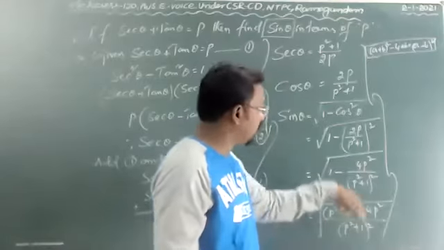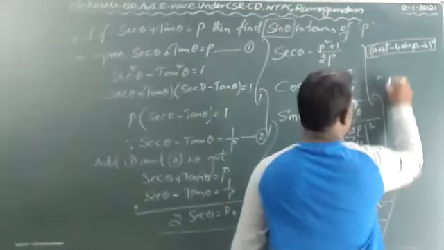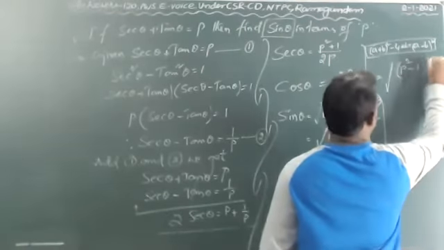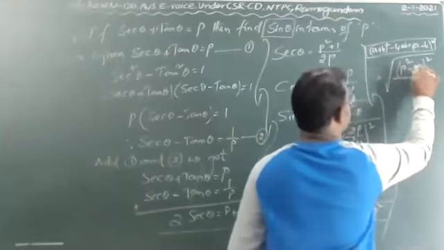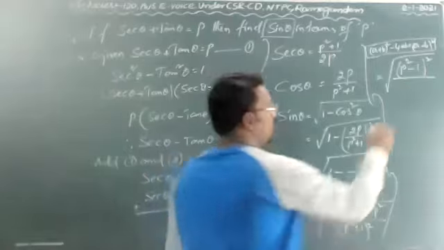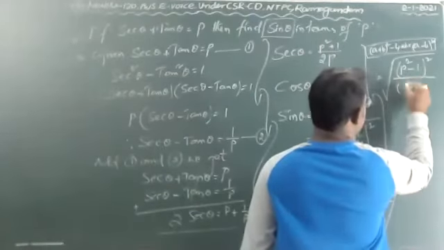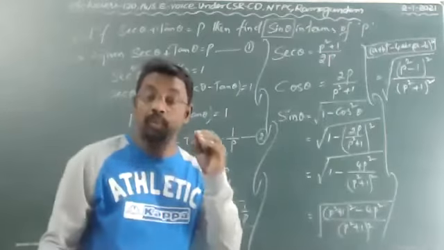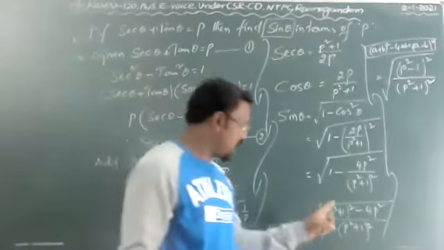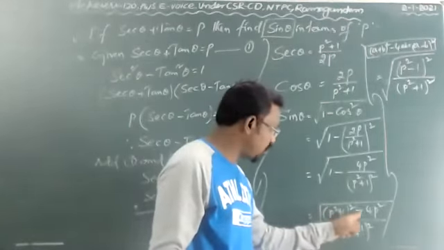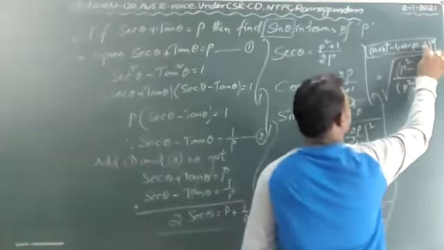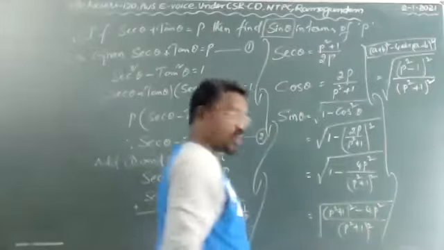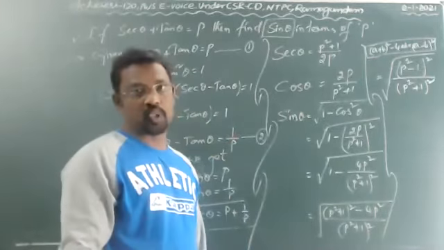So now you can write the next step as with root, a minus b whole square. Denominator is the same, that is p square plus 1 whole square. Numerator I reduced like this: a plus b whole square minus 4ab, forming a minus b whole square, so p square minus 1 whole square.